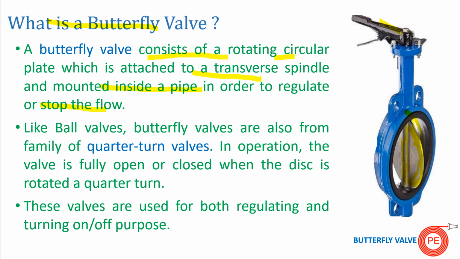The disadvantage of a gate valve is that it can't be used for throttling. A butterfly valve can be used for your isolation process as well as for your throttling process. Like ball valves, butterfly valves are also from the family of quarter turn valves. What a quarter turn valve means is that when the valve is rotated a quarter turn, it either fully opens or fully closes. So when this disc is rotated a quarter turn, it either completely opens or completely closes. These valves are used for both regulating and on-off purposes.